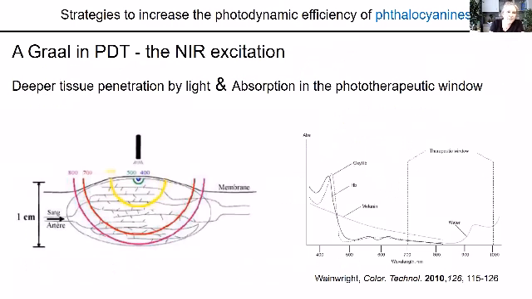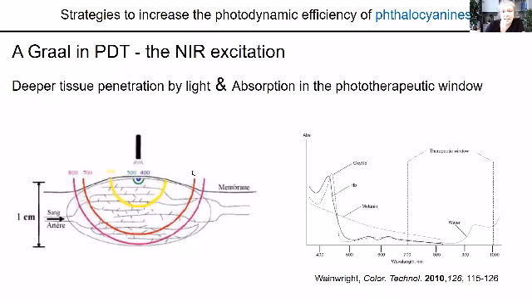So just to get back to what I call the Graal in PDT, this is the near-infrared excitation. There are two reasons why we want to use near-infrared wavelengths to excite the photosensitizer. First of all, the longer the wavelength, the deeper is the absorption into the tissue. And tumors have a thickness. They are not always at the surface. So this is something important, first of all, for this reason.